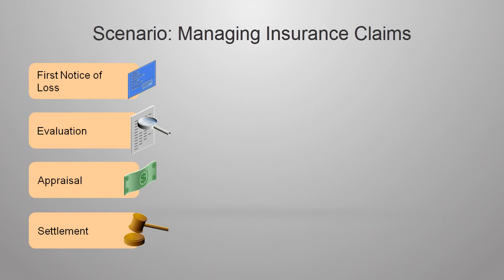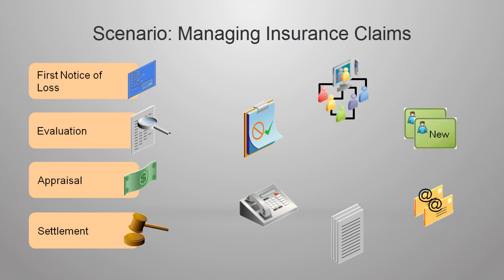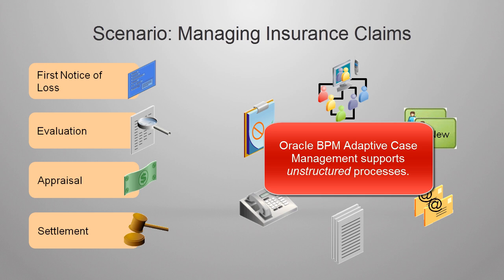At any point in time, caseworkers may have to review documents, make phone calls, check the agency's protocols, send emails, talk with several people, and even create brand new tasks that cannot be predicted ahead of time. In other words, it's hard to predict exactly what will be needed to investigate and resolve the issues, and by nature, the process is ad hoc. Oracle BPM Adaptive Case Management supports this kind of unstructured process, giving caseworkers the tools they need without constraining them with a predefined process flow.